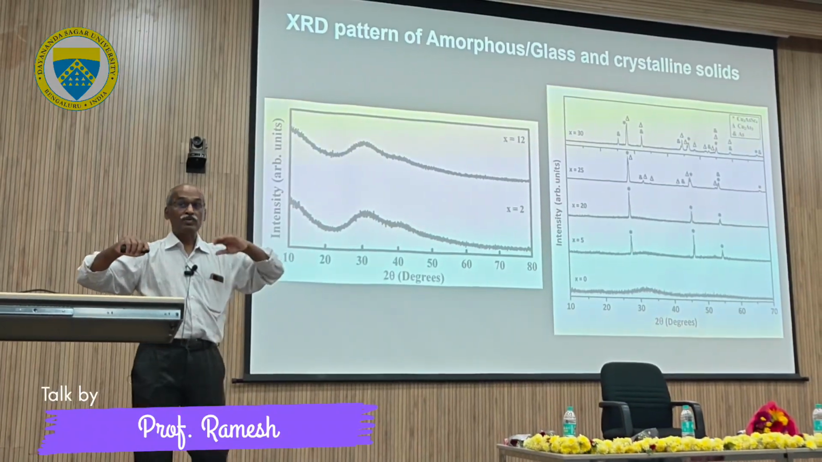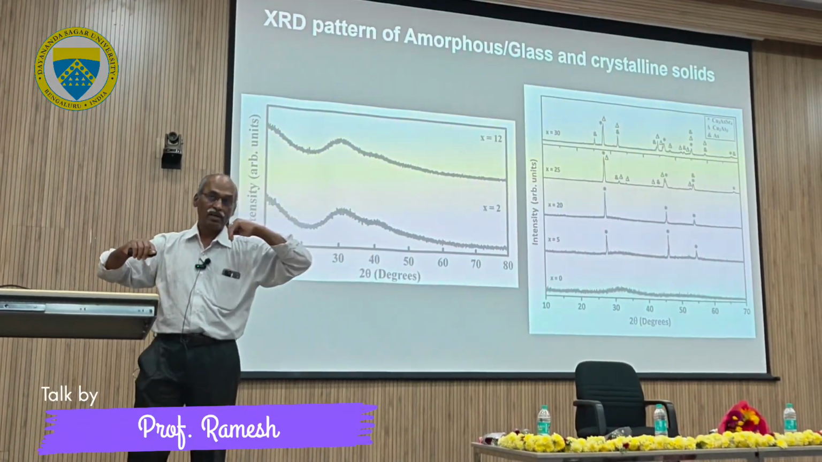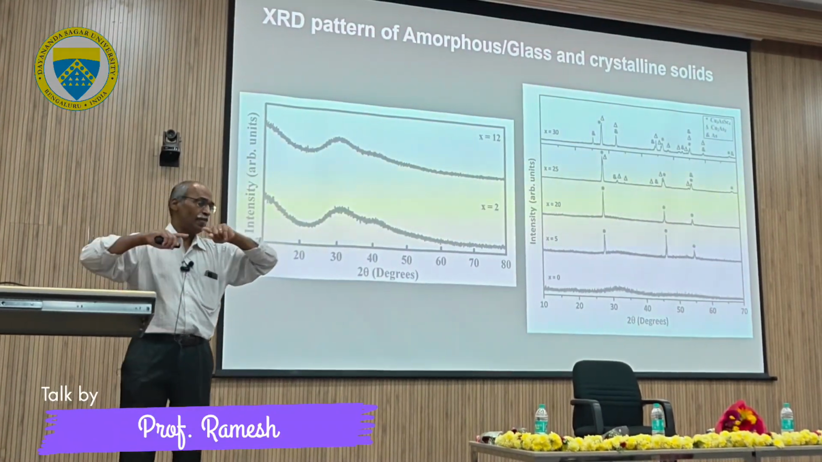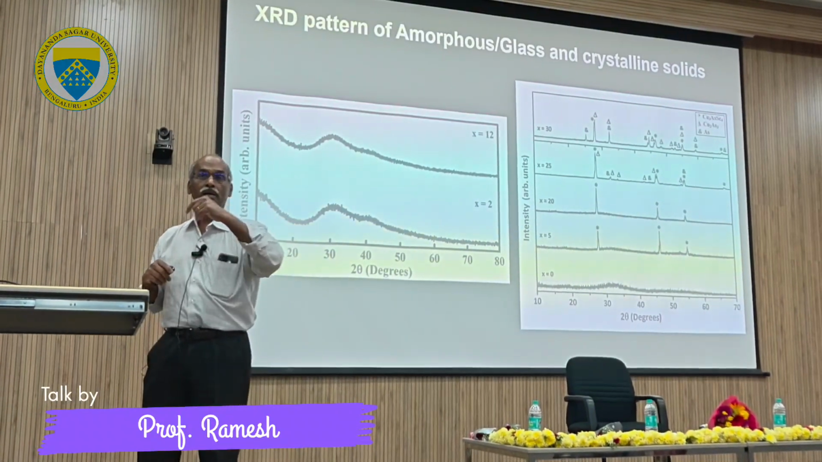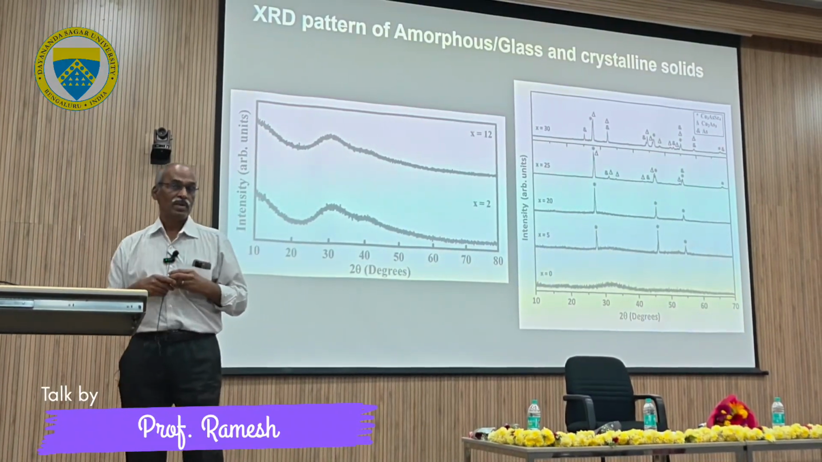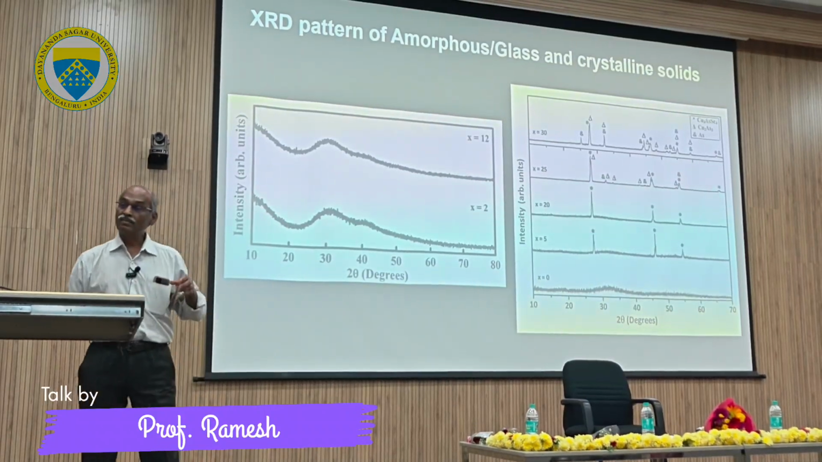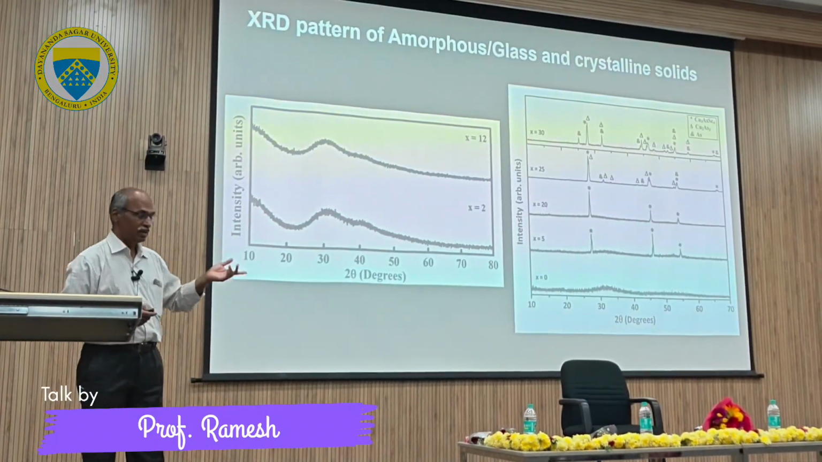The glasses are a subset of amorphous materials, because amorphous materials, when you heat them, need not exhibit a glass transition temperature, whereas glasses will exhibit a glass transition temperature. Then you can say it is a glass, right?